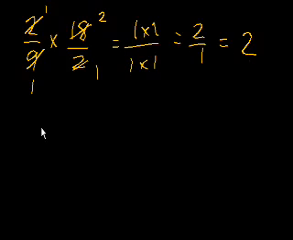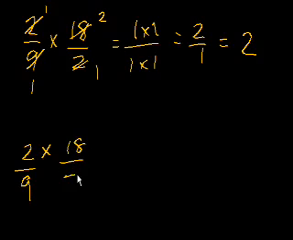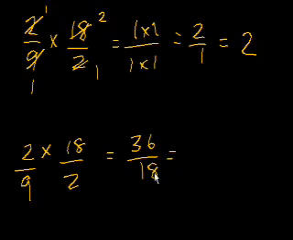That was pretty straightforward. We could have done it, I guess you could call it the hard way, if we said 2 times 2 over 9 times 18 over 2. 2 times 18 is 36. 9 times 2 is 18. And 36 divided by 18, we can see 18 goes into 36 2 times. That also equals 2. Either way is fine.